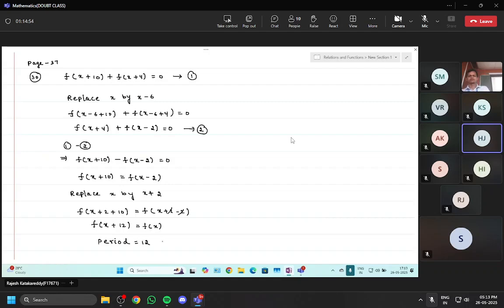Can you teach complex numbers? Do you want the full chapter, complex numbers? Not the full chapter. Full chapter is not possible. Problems, sir.